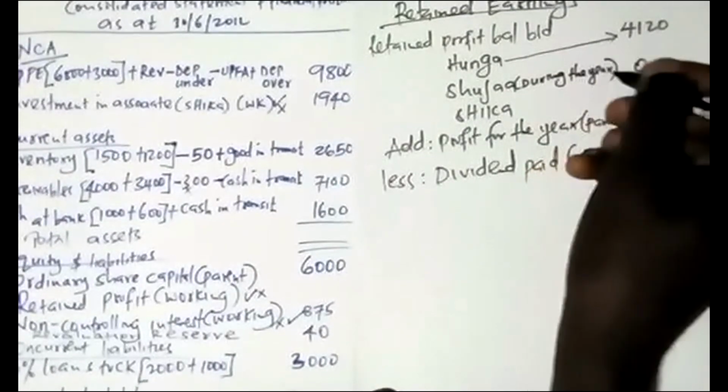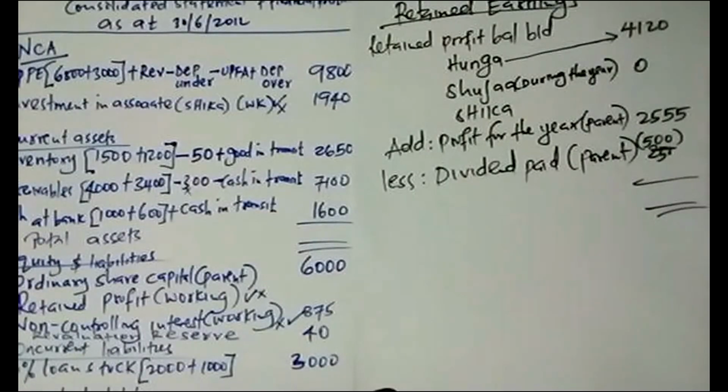So if an investee company is acquired during the year, its balance brought forward will not be there because it came into existence during the year. In order to have a retained profit brought forward, it must have been acquired in the previous years, so that the retained profit of the previous year is what is brought down in the current year. So since Shuja was acquired in the current year, we cannot have a brought forward.